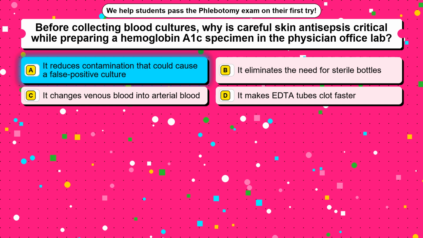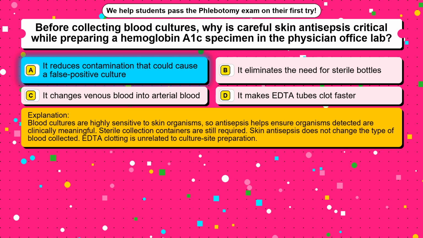The correct answer is option A. It reduces contamination that could cause a false positive culture. Blood cultures are highly sensitive to skin organisms, so antisepsis helps ensure organisms detected are clinically meaningful. Sterile collection containers are still required. Skin antisepsis does not change the type of blood collected. EDTA clotting is unrelated to culture site preparation.